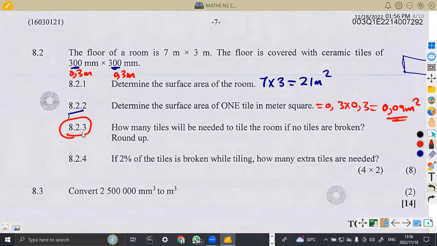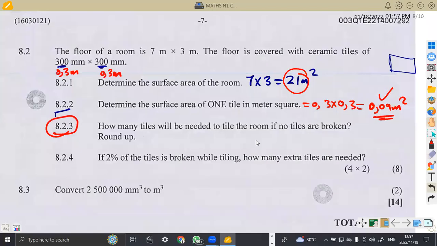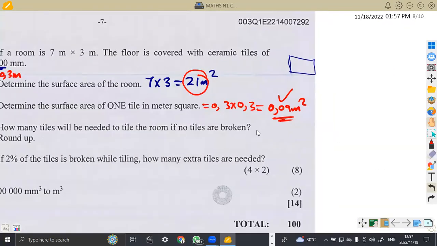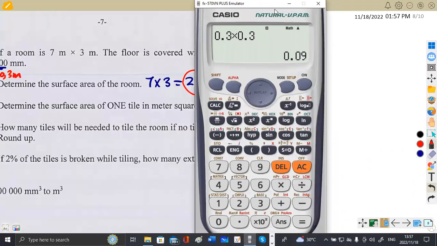Okay, now on 8.23: how many tiles will be needed to tile the room if no tile are broken? Round up. Okay, we are told to round up. So this is the area of a tile, and this is the area of the floor. Take note. So how many tiles do we need? We just need to divide the area of the floor by the area of the tile. Here, the area of the floor, which is 21, over the area of each tile, which is 0.09.